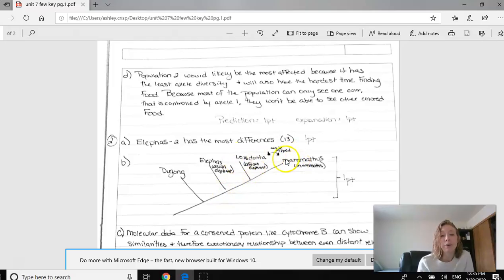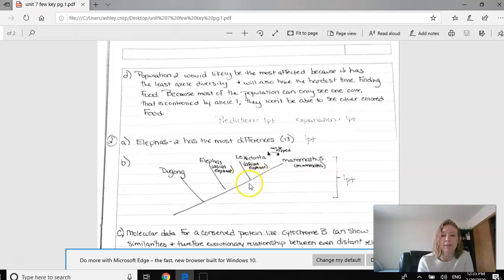These two branches you could have had either way, which is why I have this little note here. So a lot of you put mammoths here and Loxodonta here, or mammoths and then African elephants, and that's okay too. So whether you had it this way or flipped around, you can rotate around this node and have it be equally correct.